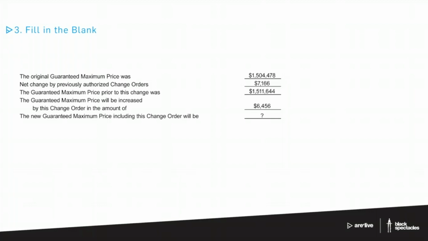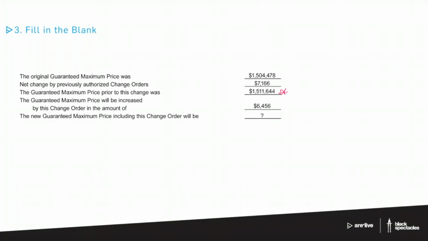So what I see here is that they're showing us a guaranteed maximum price, or GMP, with a certain number. And they're saying that there was a change to that number with a change order. And then they're showing us what that new change is. Now, if I look at those numbers, I'm trying to figure out where they got that $1,511,644 from.